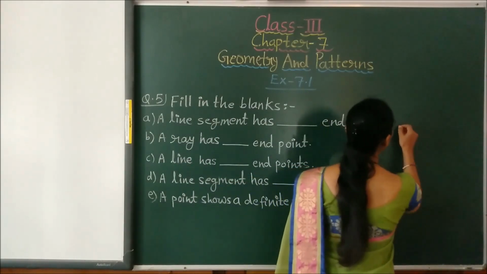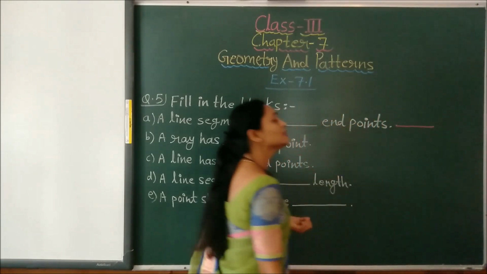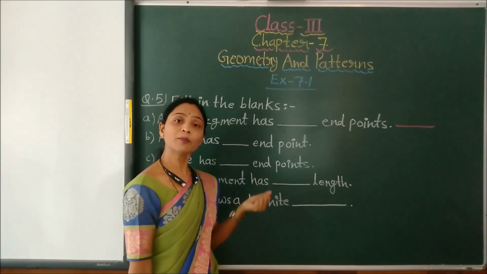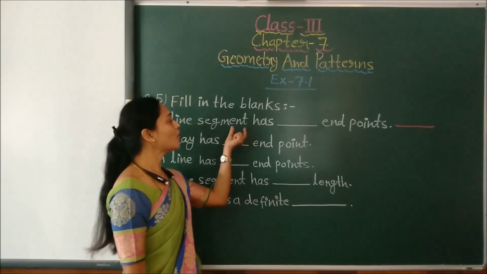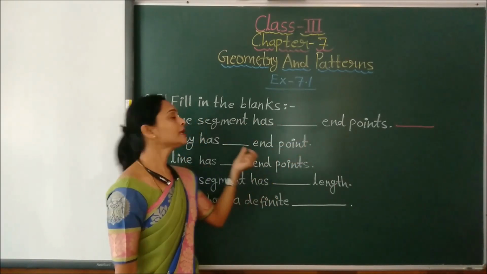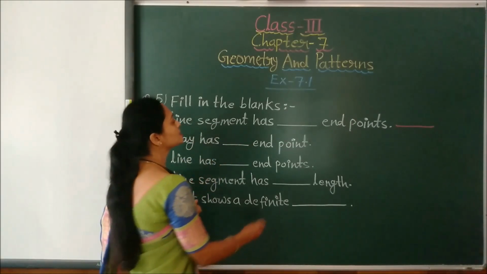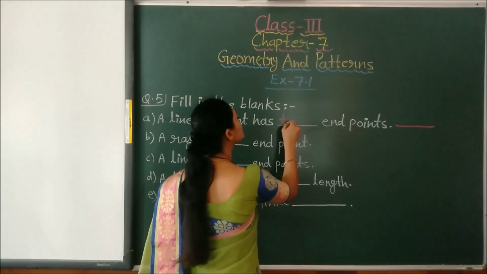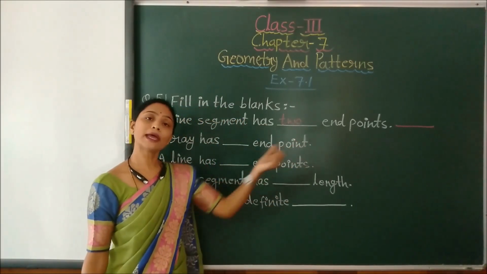See, we have to draw like this without any arrow on both sides. It means both the endpoints we are knowing, starting point and ending point. So how many endpoints are there in a line segment? There are 2. So here we have to write 2. A line segment has 2 endpoints.